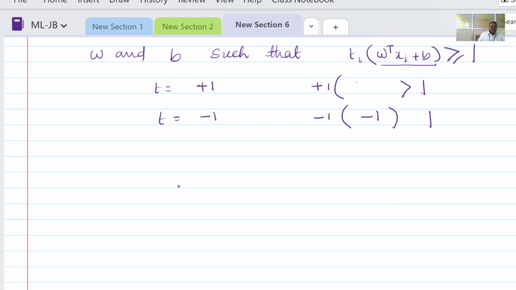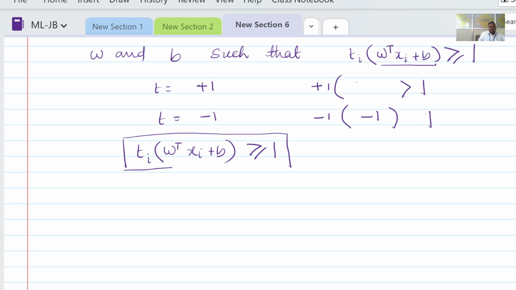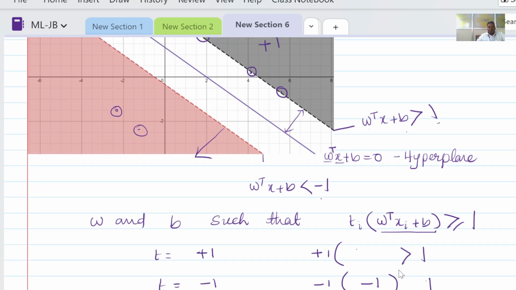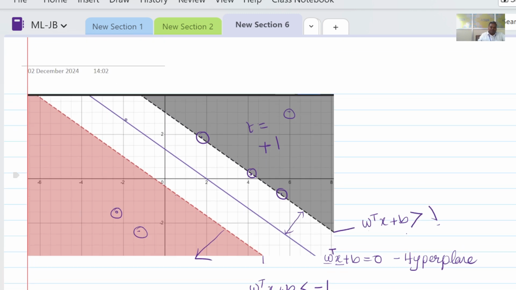So we formulate that target value into W transpose into xi plus b is greater than or equal to 1: equal to 1 for support vectors and greater than 1 for the remaining points, whether positive or negative. This is condition 1. And for the optimal plane, we want this margin to be maximum.